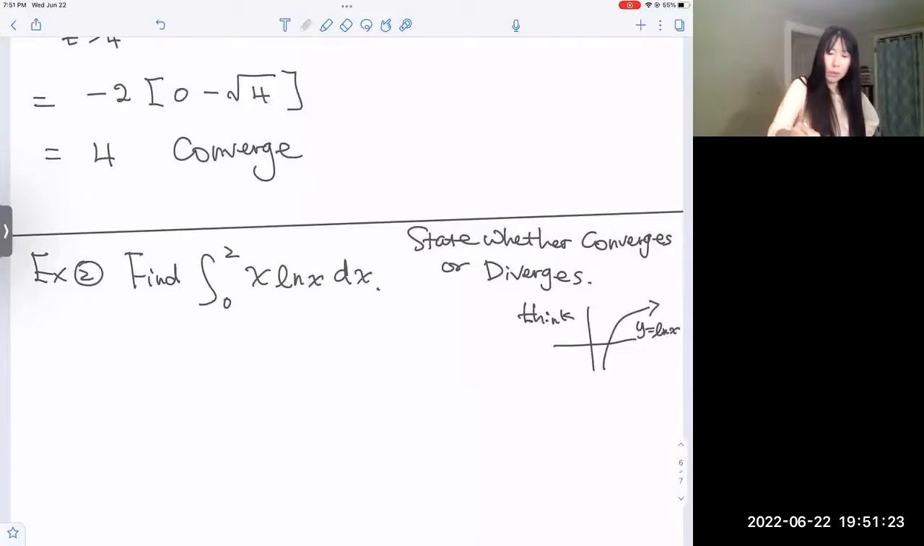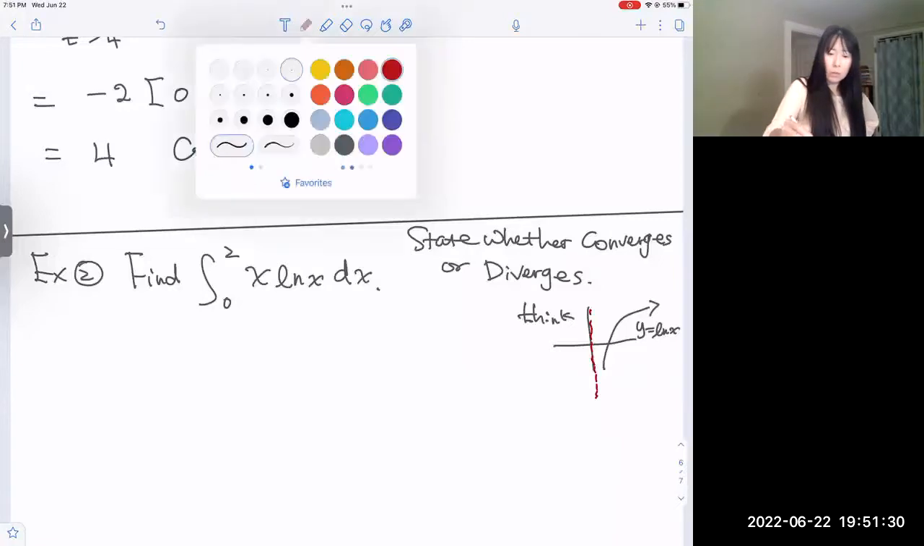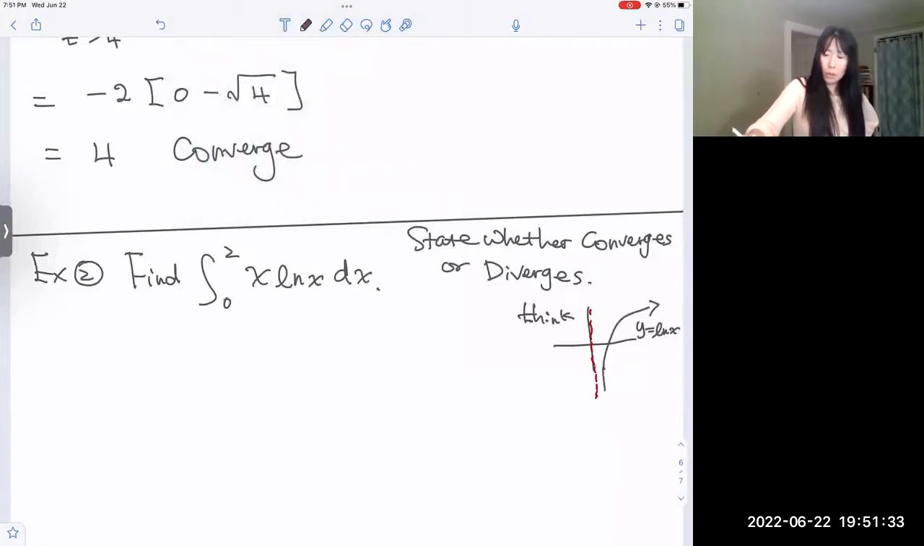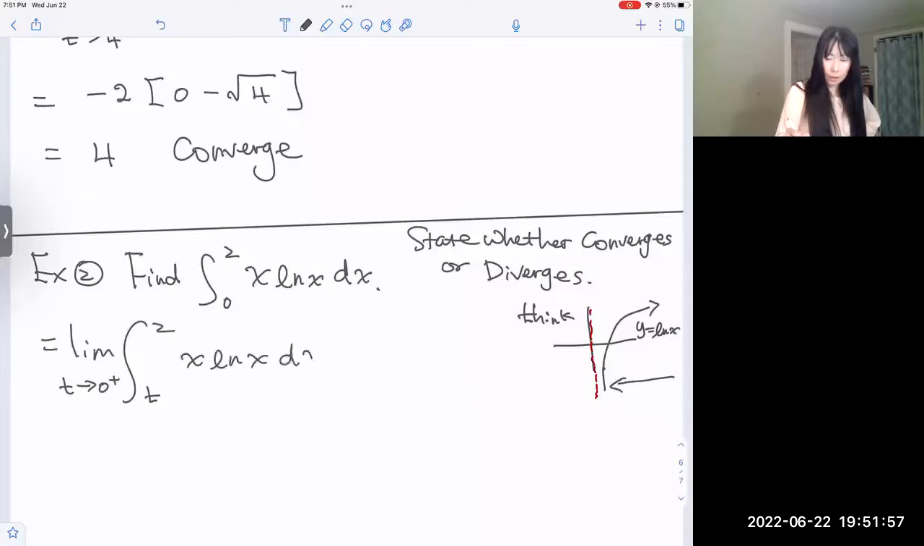There is an asymptote, right? And we cannot have 0, right? So we're going to make t approach 0 from the right. So we will make that: the limit as t approaches 0 from the right of the integral from t to 2 of x ln x dx. Can you see that?